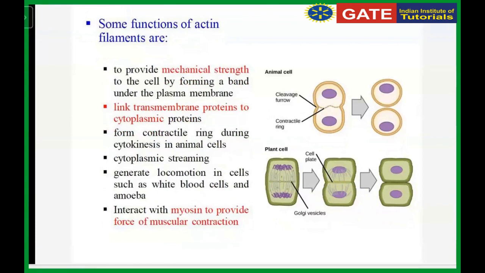Next, actin filaments interact with myosin for muscle contraction. This mechanism happens in our body also. So we are very strong, we are moving. Hand is moving, leg is moving because of muscle contraction. Muscle contraction takes place by actin and myosin filaments. Actin and myosin proteins are both very important for muscle movement, contraction and relaxation of muscles.